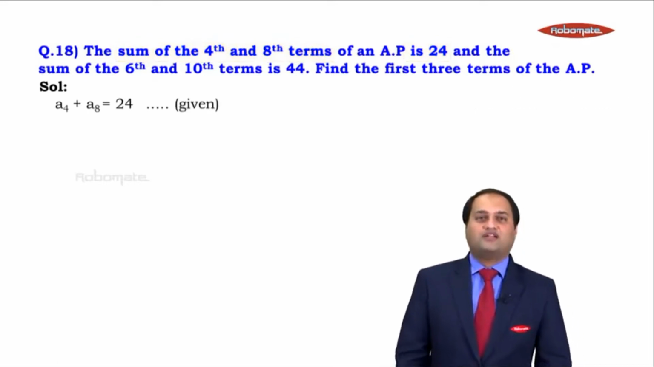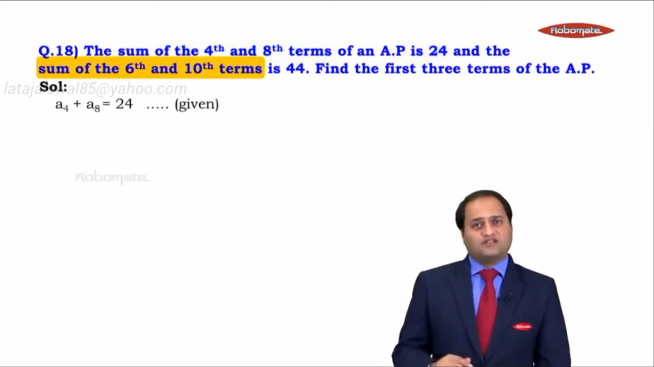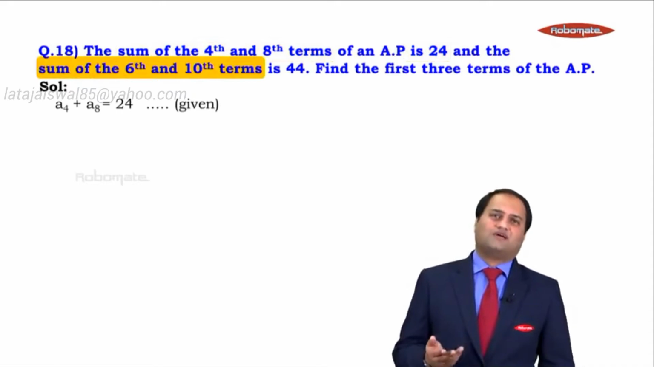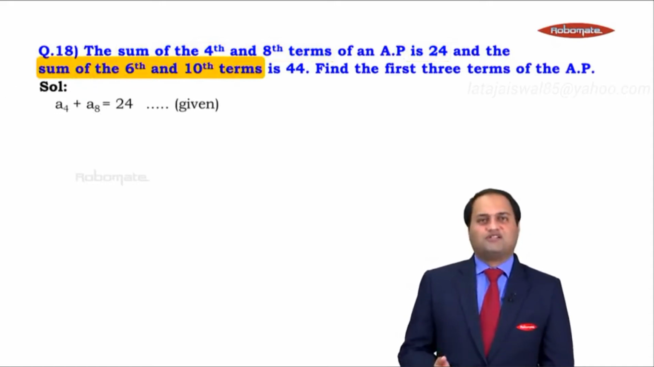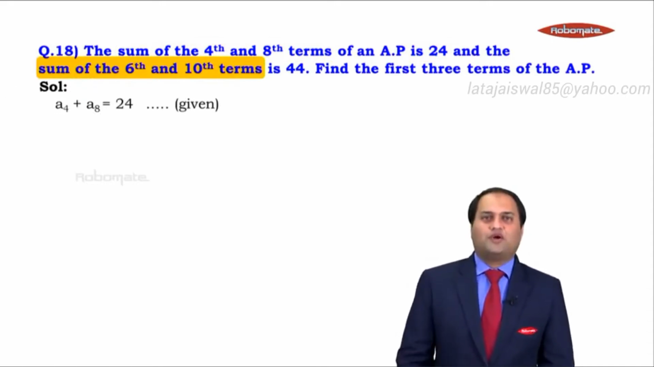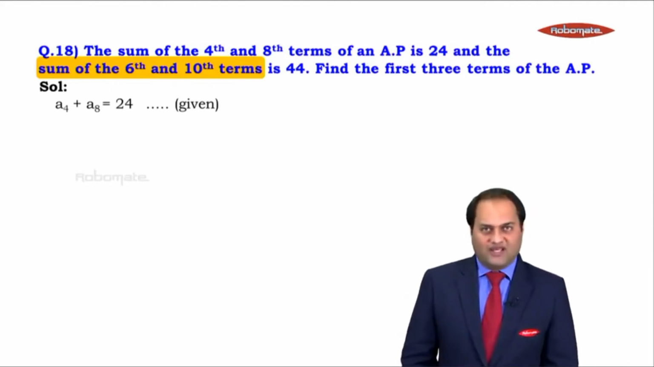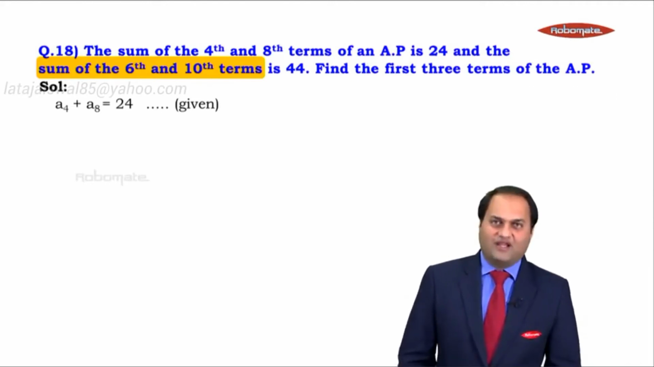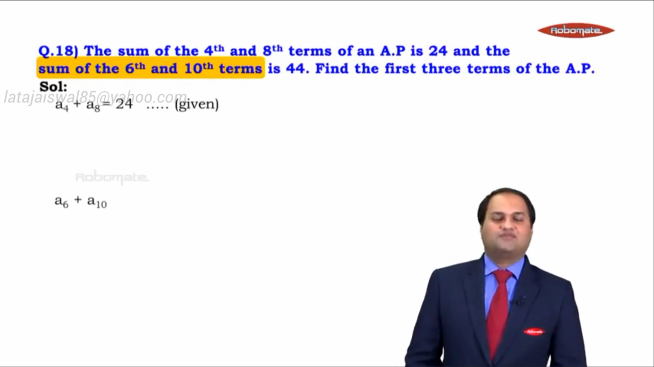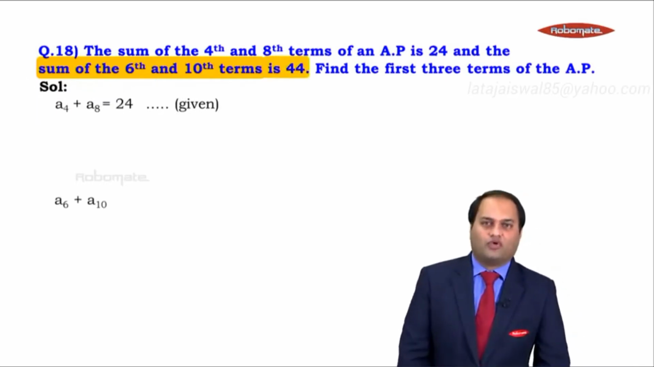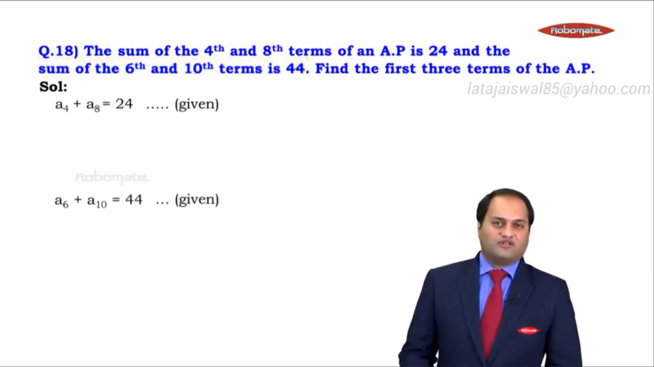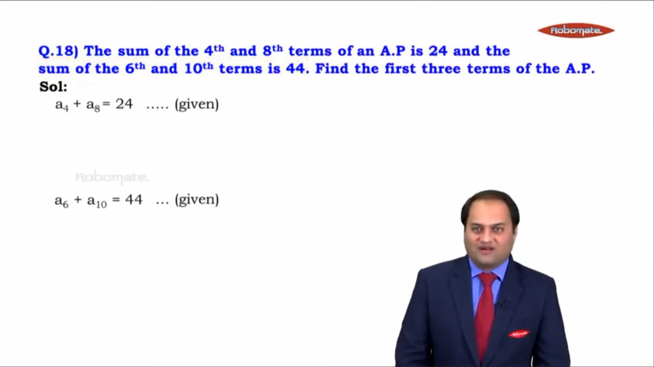What is the second condition given to us? Sum of the 6th and the 10th term is 44. So what should be the equation this time? 6th term is A6, 10th term is A10. So A6 plus A10 is equal to 44. This is also given to us, right?